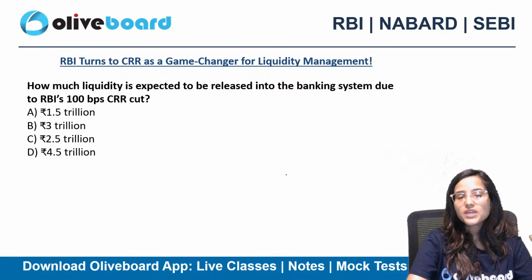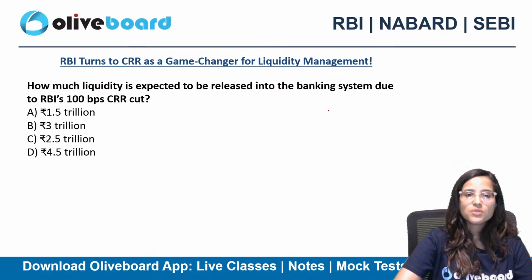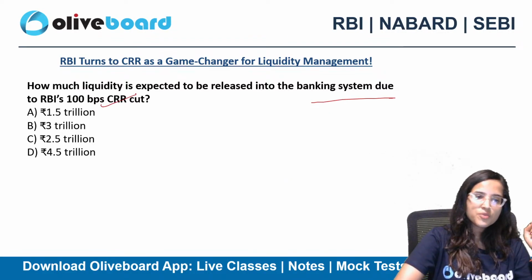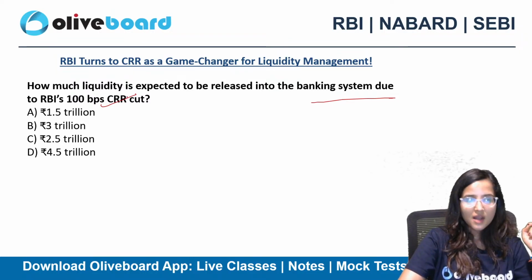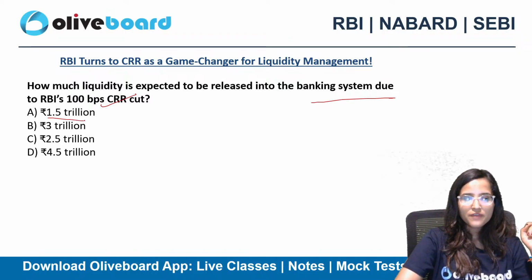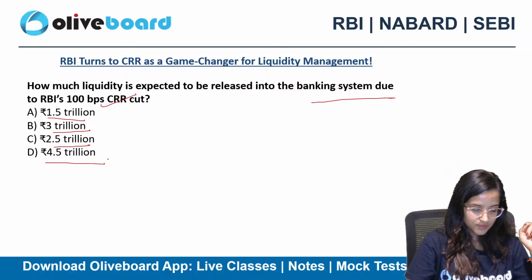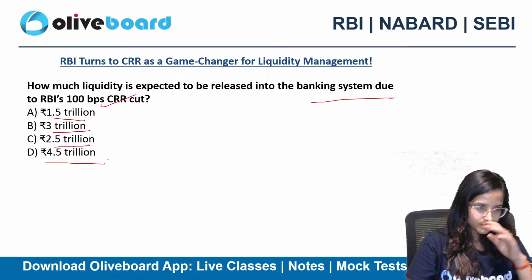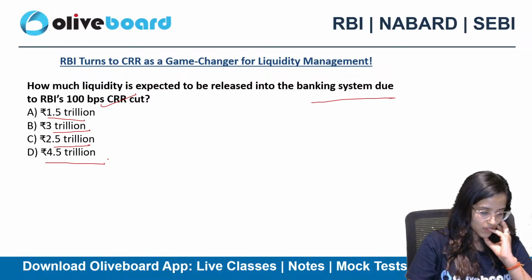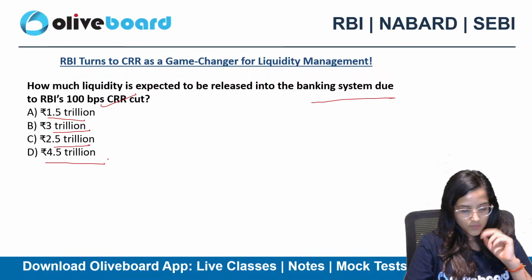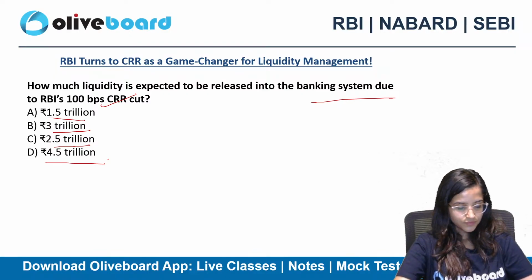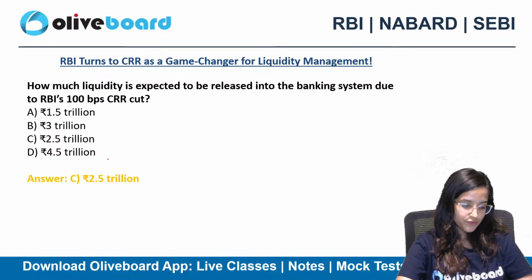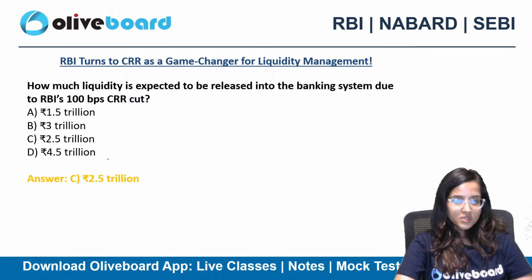So how much liquidity is expected to be released into the banking system due to RBI's 100 basis point CRR cut? 1.5 trillion, 3 trillion, 2.5 trillion, 4.5 trillion. What is the answer? Right, 2.5 trillion. Okay, let's go.